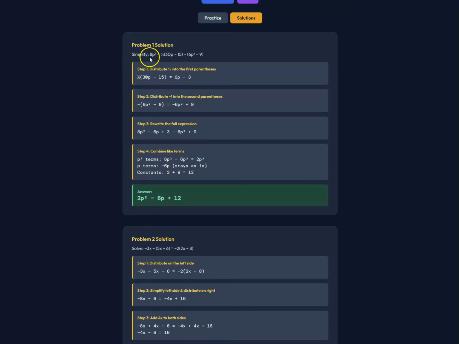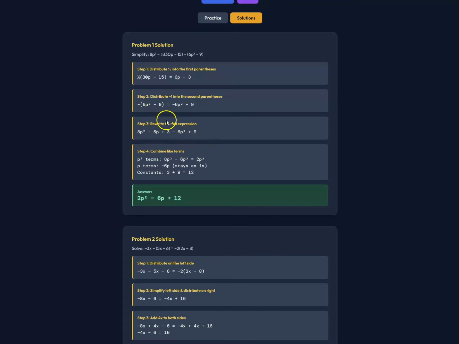So on our first problem, when we're simplifying the expression, what if we distributed first our 1/5 into the parentheses, and that way we have 1/5 of the 30, which is 6p, and 1/5 of the negative 15, which is minus 3. This way we can already have that set up, and we can then distribute our negative sign into both the 6p squared and minus 9, which would change it to negative 6p squared and positive 9. And then we can rewrite that full expression: 8p squared minus 6p plus 3 minus 6p squared plus 9.